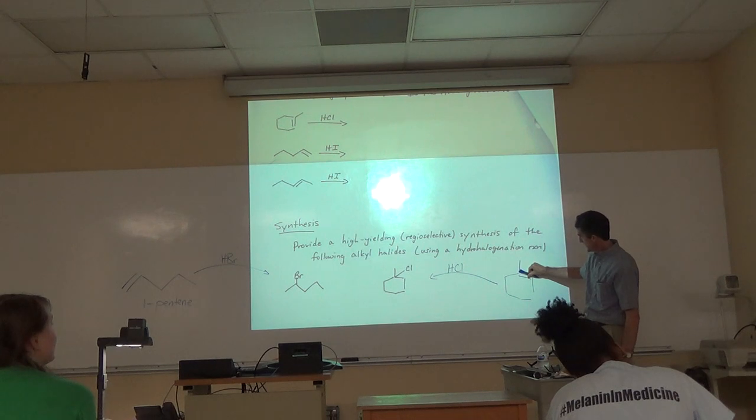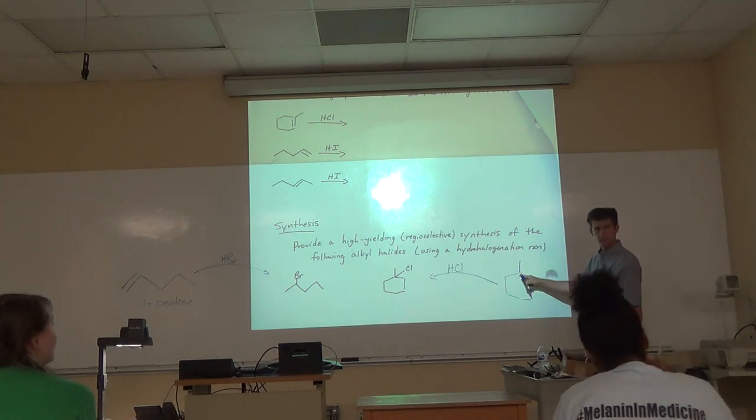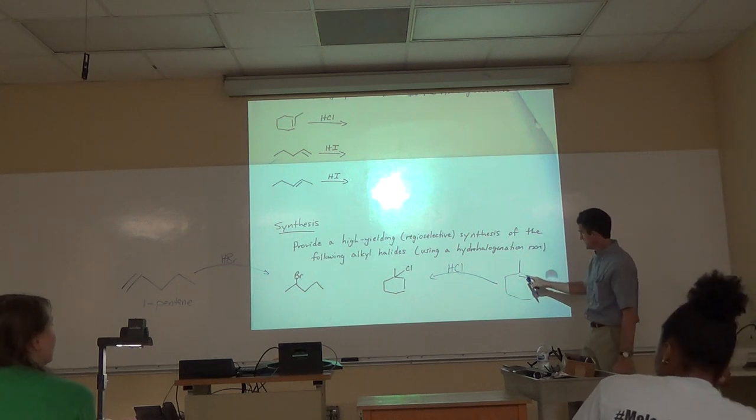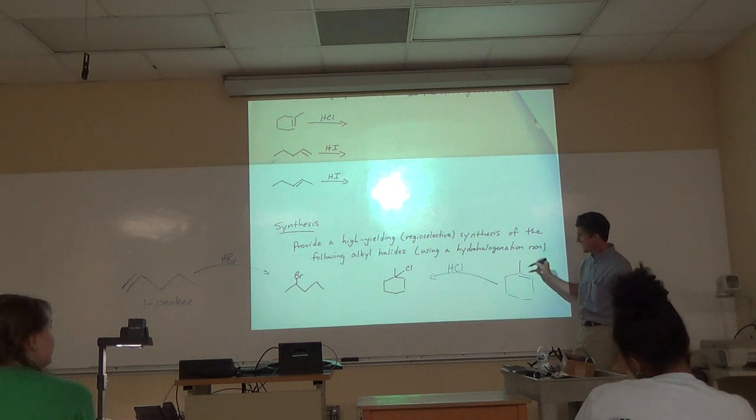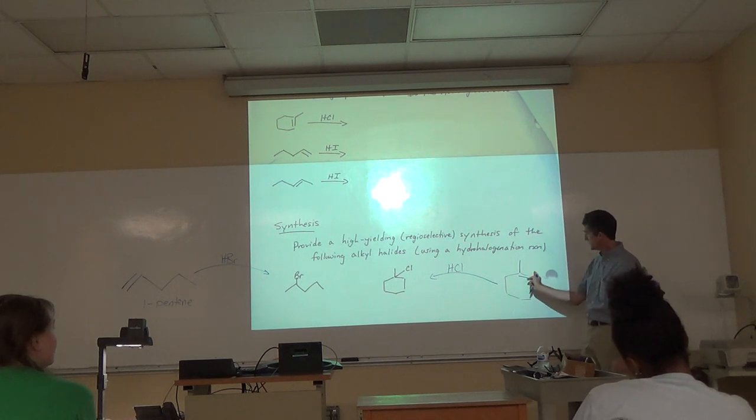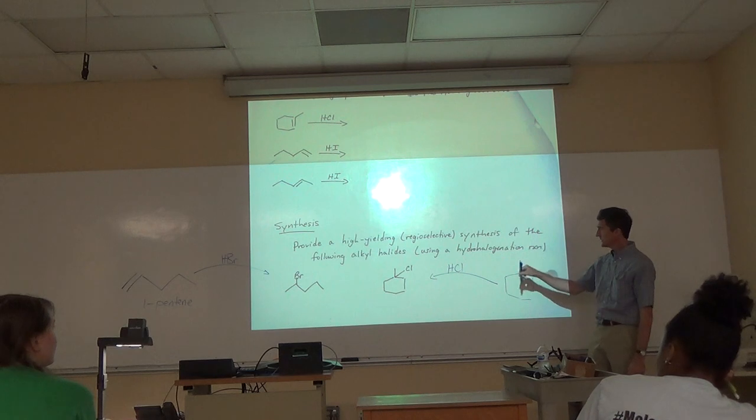The pi bond would break this way, leaving a tertiary carbocation. There's a new H there. And then the chloride attacks the tertiary carbocation. Yes. Or would we do it the other way? Would it go this way and make a secondary? No. Good, this should be regioselective.